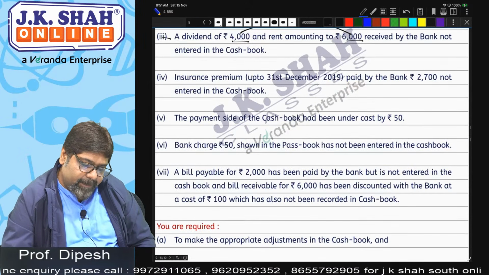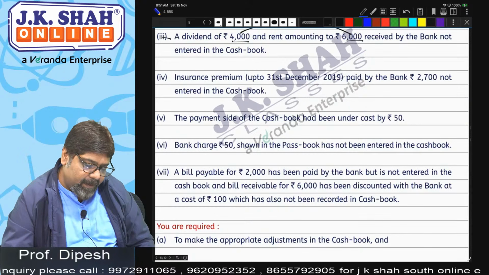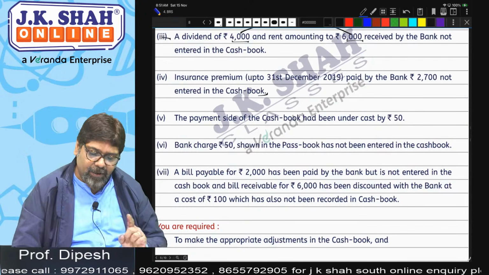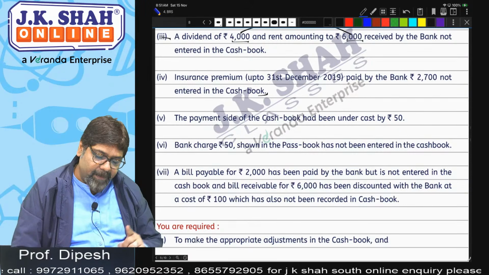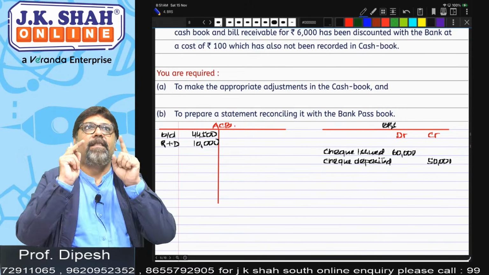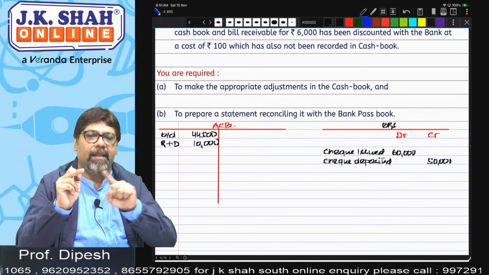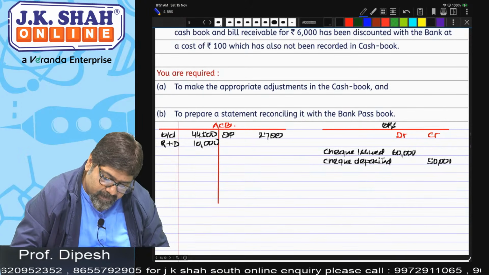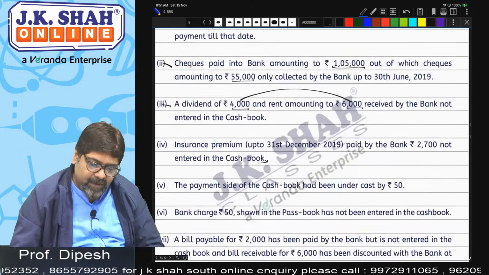Then, insurance premium up to 31st December 2019 paid by the bank, 2,700, not recorded in the cash book. Insurance premium in the cash book will come on which side? Sir, insurance premium is a payment. Payment will come in the cash book credit side. Yes, insurance premium 2,700. Correct? Yes, sir.